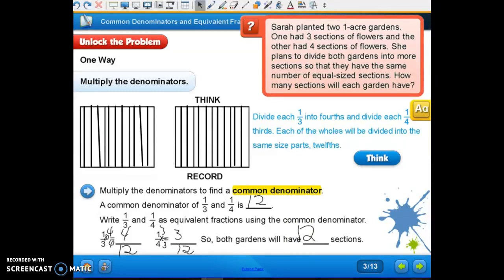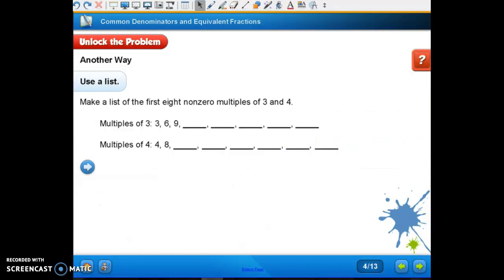That's one way to find a common denominator, is just to multiply your 2 denominators. And most of the times that works pretty good. But when it doesn't work good is when you have like 12 and 16 for your denominators. Then that gets to be a pretty big denominator, and so you might want to find something smaller, which is what we're going to do now under the other way.